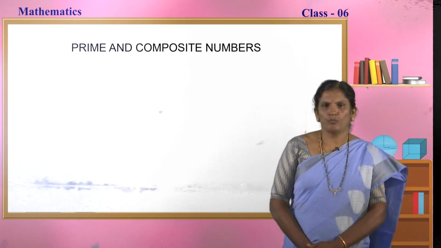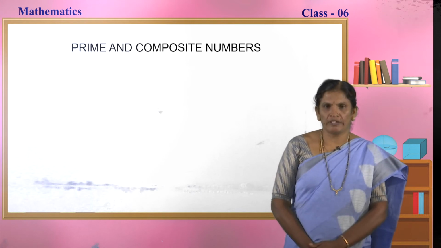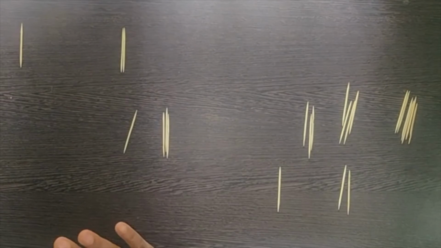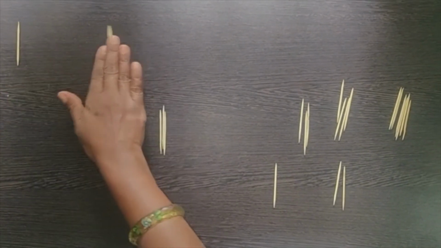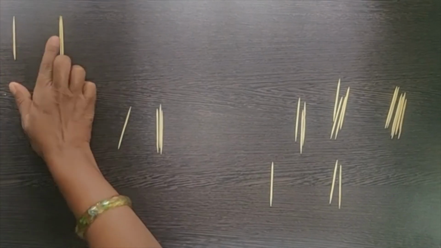Now, come to prime and composite numbers. Here, I will show you one activity. Children, now I am doing the activity for prime and composite numbers. 1 is neither prime nor composite because it has only one factor. Now, I will take 2. For 2, 1 and 2 are the factors. This is 1 and this is 2.